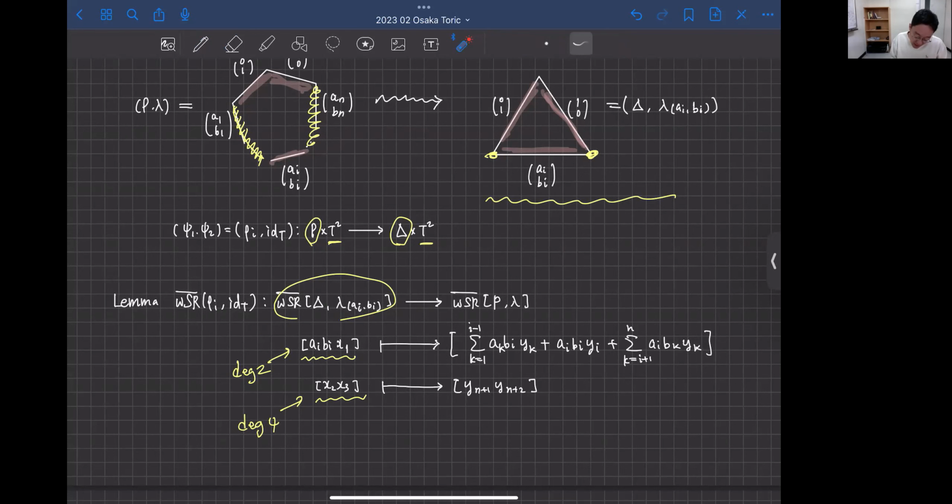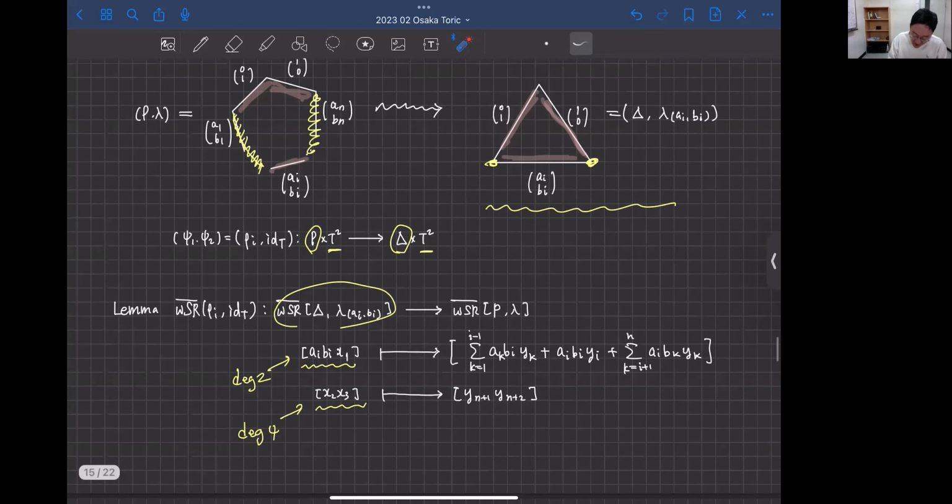So our lemma, the computational lemma, says that this element goes to some sort of complicated formula, and this element goes to this one. So what I want you to look at is this: x2 and x3 correspond to these two edges, the product of these two elements, and the yn plus and yn plus 2 is somehow the product of these two elements. This part is easy, but the degree 2 part is rather complicated, right?